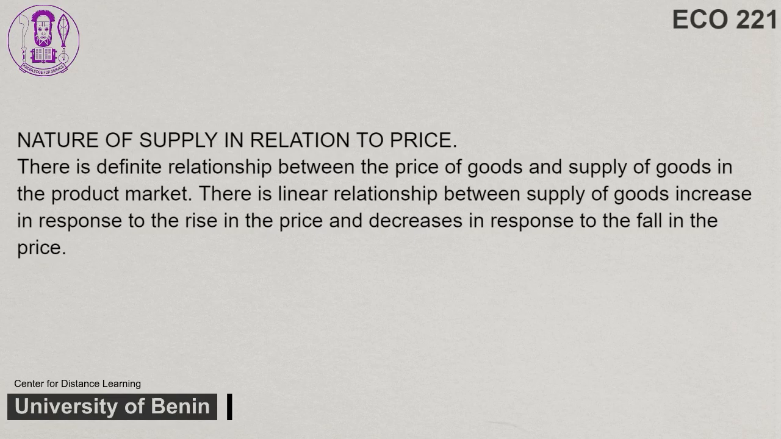Nature of supply in relation to price. There is a definite relationship between the price of goods and the supply of goods in the product market. There is a linear relationship: the supply of goods increases in response to the rise in the price and decreases in response to the fall in the price.